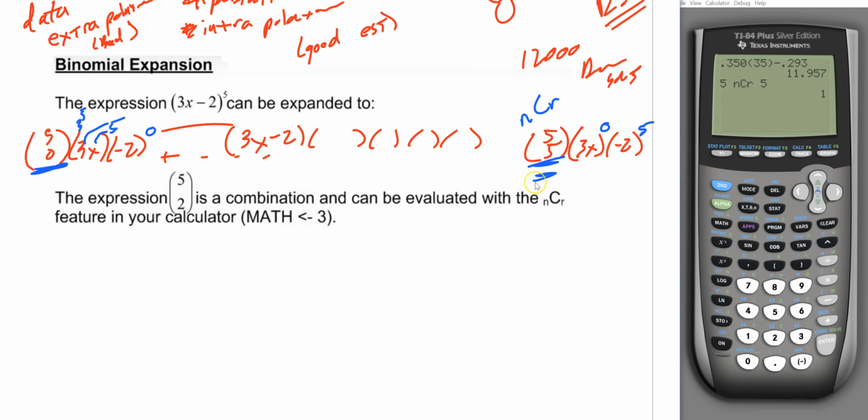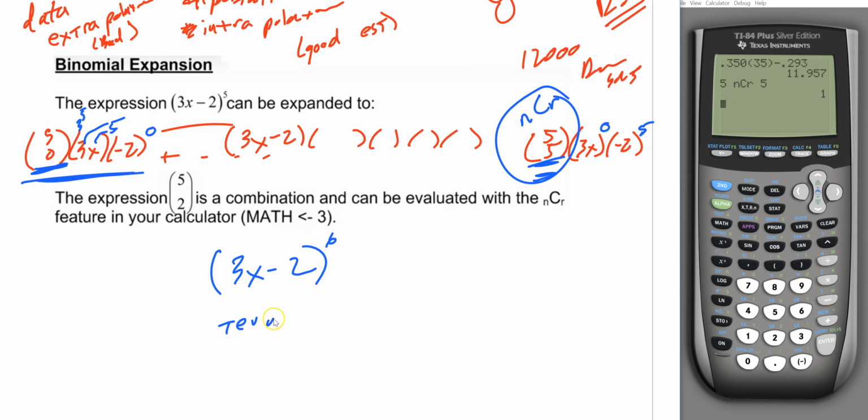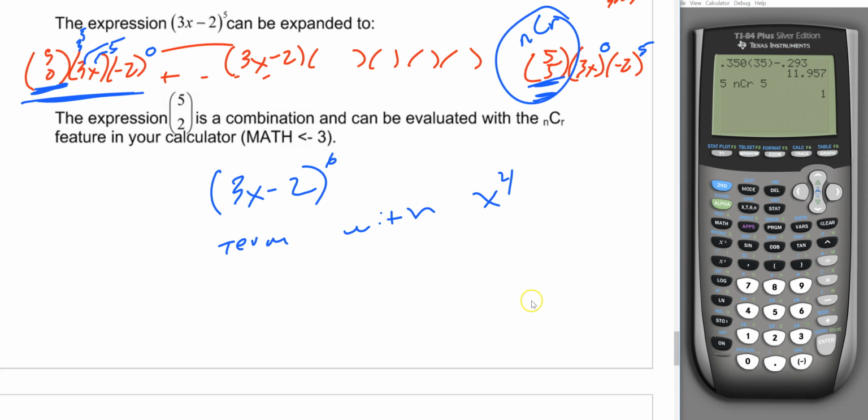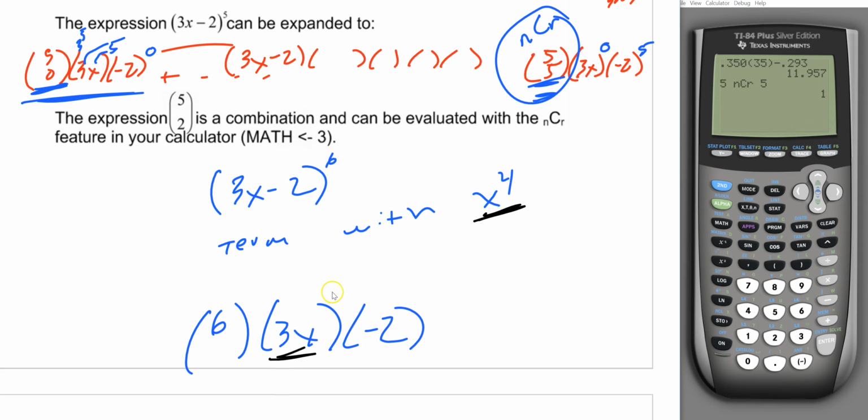Like that's the key thing about using a calculator is knowing how to do this, but the main idea is knowing how to expand this. So most of the time they'll actually ask you a question more like this. (3x minus 2) to the 6. Let's find a term with x to the 4th. So in that case, I go, okay, it's 6, it's 3x, it's negative 2. If I want x to the 4th, that means here's my x, I want this to be a 4. Well, if that's a 4, and these have to add up to be 6, then this has to be a 2. And if that's a 2, then this is a 2.